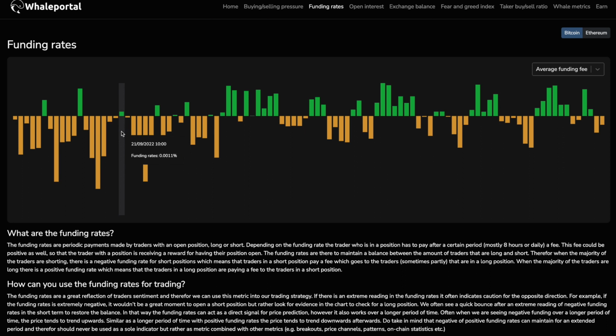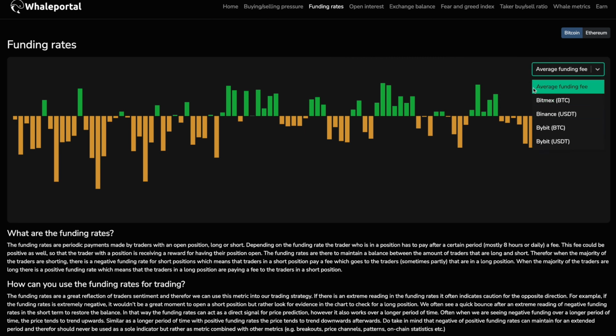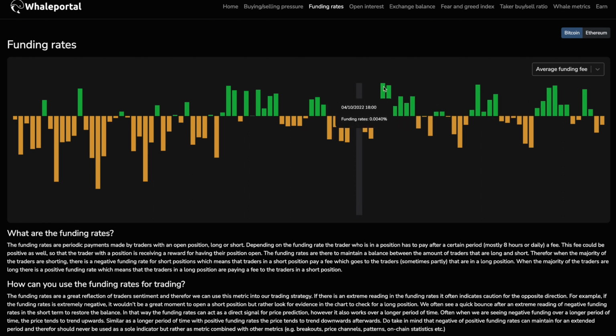So therefore, it is very important that you can see the historic funding rates right here, which is only visible on Whaleportal. Other websites are not really showing the historic funding rates. They're just showing the current funding rates, and they're also just showing it per pair, so they don't show the average funding fee. That's why this chart separates itself from all the other websites, because here we can see the historic funding rate and we can see an average of those funding rates, at least from the most important exchanges. So that is very important and very powerful in predicting the price direction of Bitcoin.